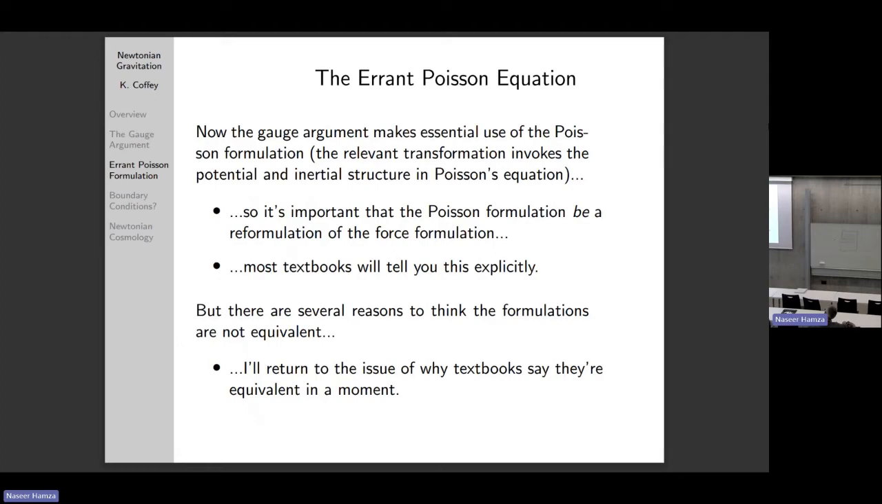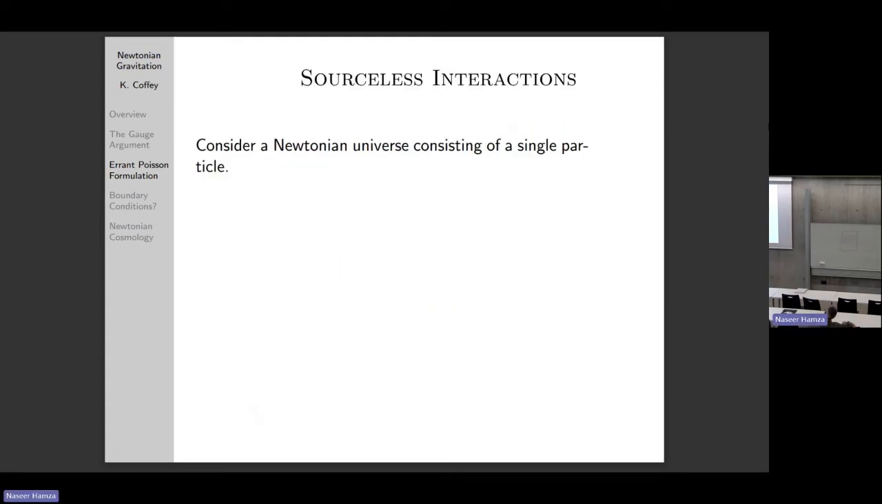Right? And so that's sort of what I want to lay out. And I'll come back in passing as to why textbooks say they're equivalent. Okay, so there are sort of two examples, I think, that illustrate that these formulations are going to come apart, right? So the first one I'm calling sourceless interactions.